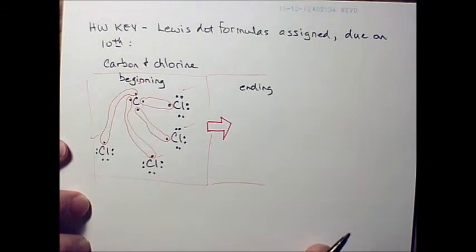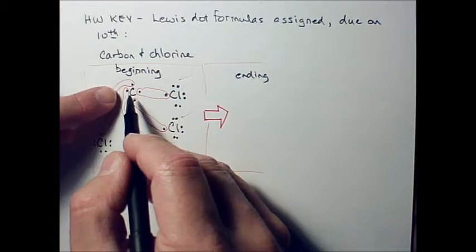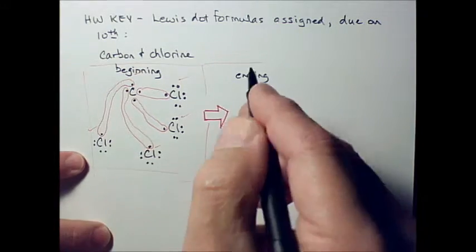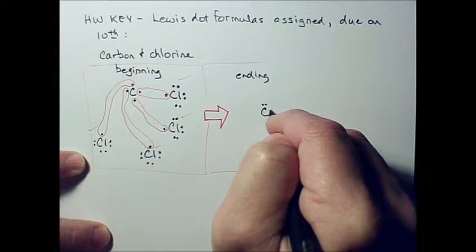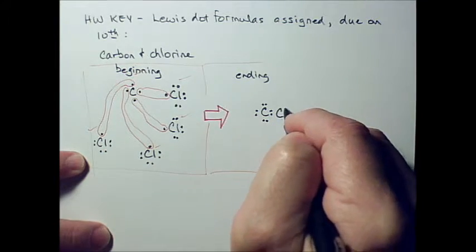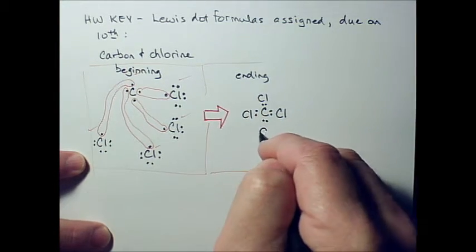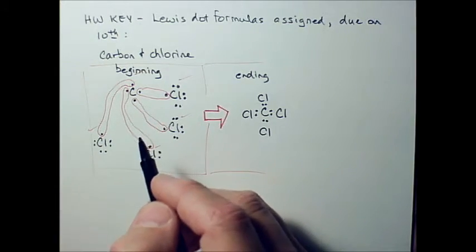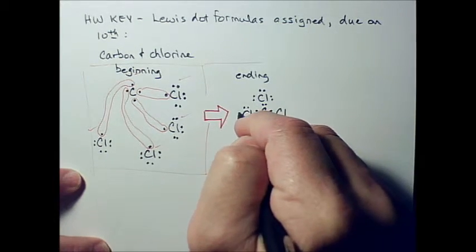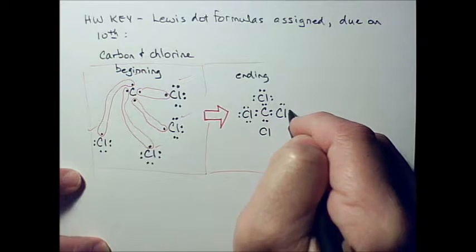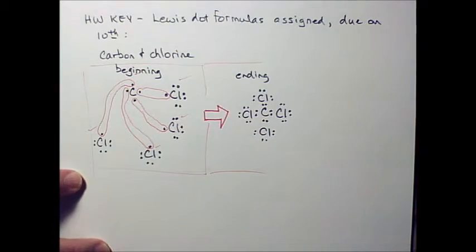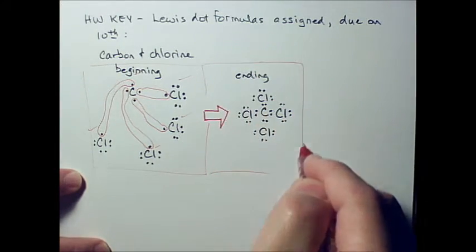So once we squeeze all the electrons that are shared between the atoms, the carbon's going to end up with 1, 2, 3, 4 shared pairs around it. 1 pair, 2 pairs, 3 pairs, and 4 pairs. And those are all shared with a chlorine. And each chlorine has 1, 2, 3 unshared pairs, or lone pairs. And that's the final Lewis dot formula for this molecule.